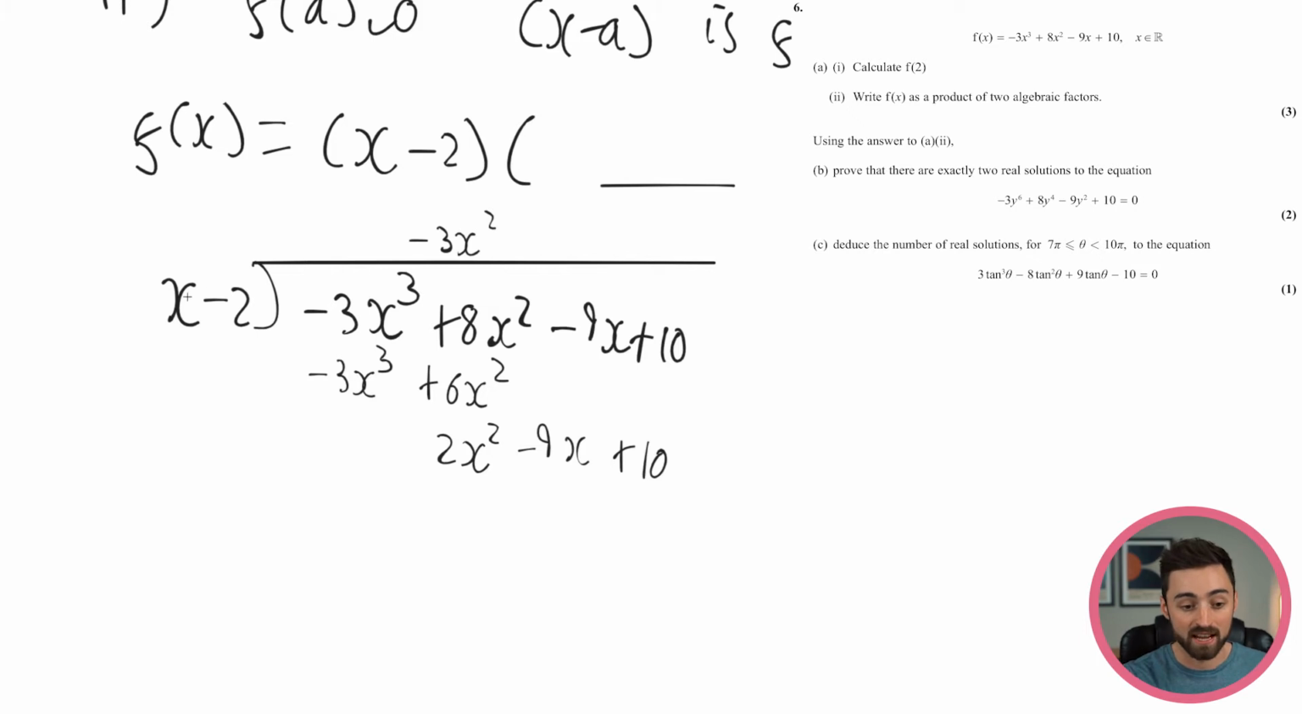And I repeat. So I say, how many times does x go into 2x squared? Well, it goes plus 2x. And I then bring this 2x, times it by both of these. So 2x times x is 2x squared.